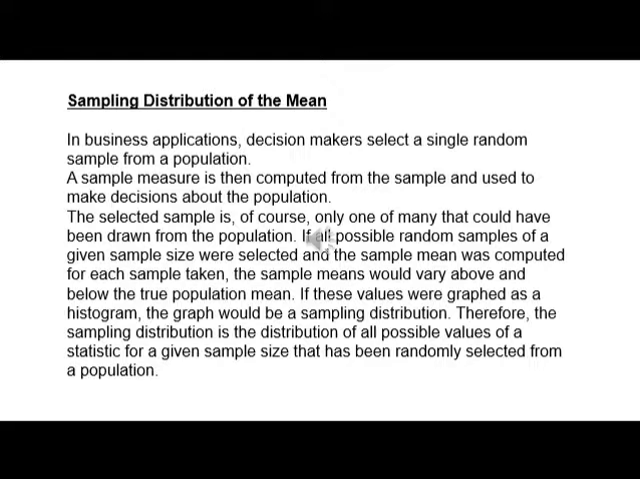If all possible random samples of a given sample size were selected and the sample mean was computed for each sample taken, the sample means would vary above and below the true population mean. If these values were graphed as a histogram, the graph would be a sampling distribution. Therefore, the sampling distribution is the distribution of all possible values of a statistic for a given sample size that has been randomly selected from a population.